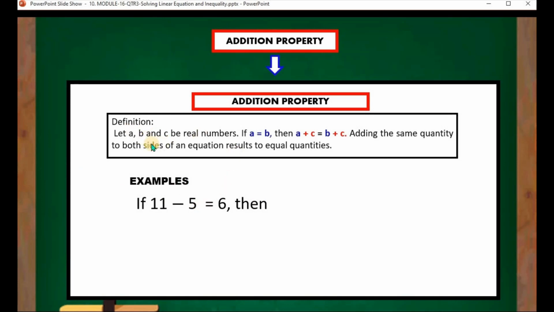Now, ang sabi dito, let A, B, and C be real numbers. If A is equal to B, then A plus C is equal to B plus C. Anong ibig sabihin nun? Adding the same quantity to both sides of an equation results in equal quantities. So, for example, I have 11 minus 5 equals 6.